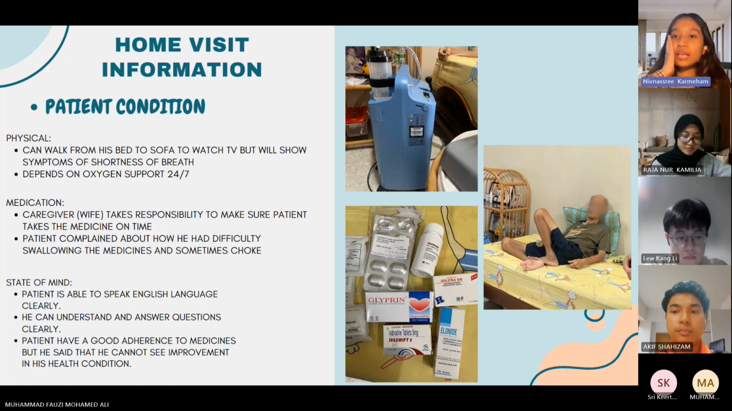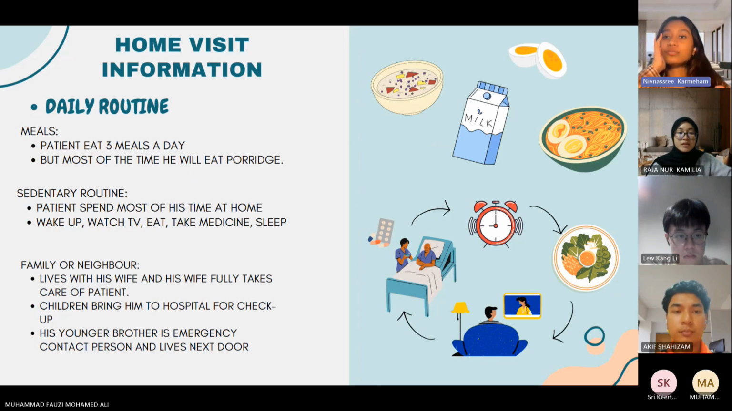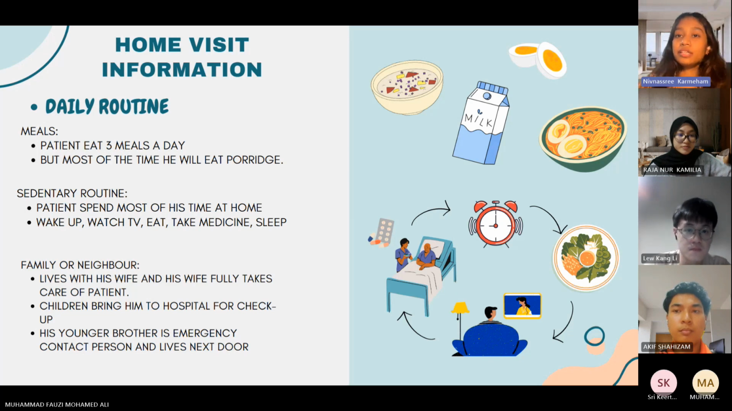Moving on to the patient's daily routine. We extracted this information from the patient and his wife. Based on his meals, the patient eats 3 meals a day, but most of the time he will just eat porridge. His daily routine is sedentary; the patient spends most of his time at home. He will just wake up, watch TV, eat, take medicine, and go back to sleep.